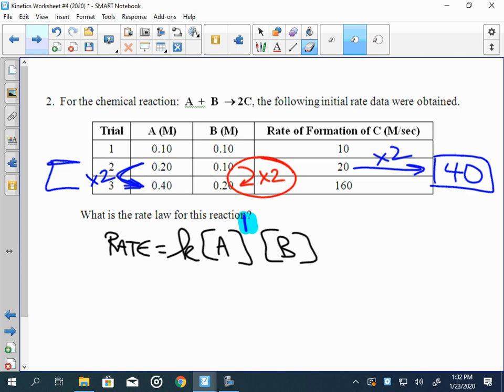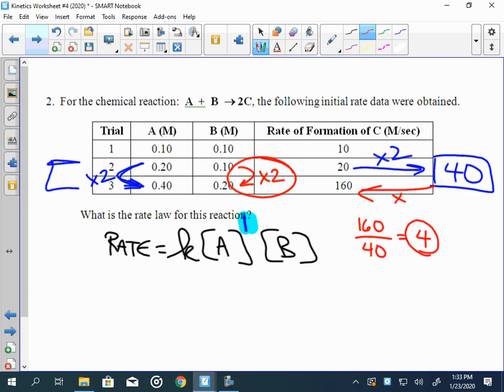Well, and again, by process of elimination or just hit the home run, I'm going from 40 to 160. We can probably do that math in our head, but let's say I use ugly numbers. So when you doubled that, Bracken, this went from 40 to 160. It went up by a factor of 4, or 2 squared. Therefore, it is first order with respect to A, second order with respect to B.